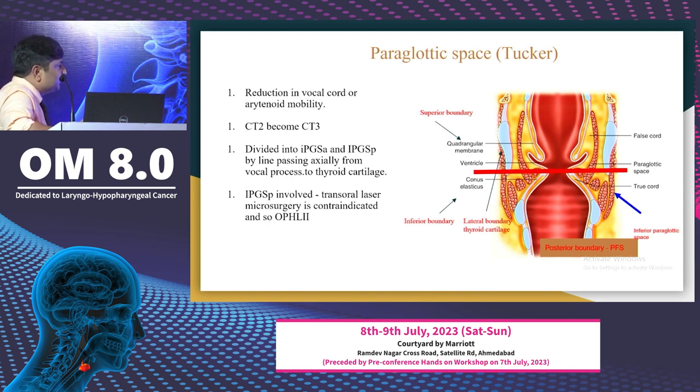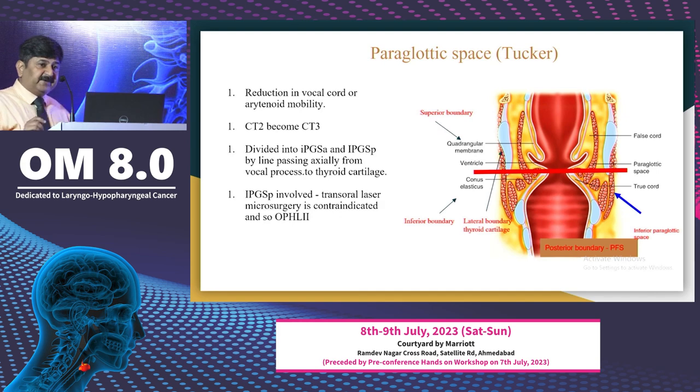Furthermore, this paraglottic space is divided into two by a line passing through the superior aspect of the true vocal cords. So we have two parts, superior paraglottic space and inferior paraglottic space. Whenever disease involves the inferior paraglottic space, there is reduction in vocal cord and arytenoid mobility. There is upstaging. Stage 2 becomes stage 3.